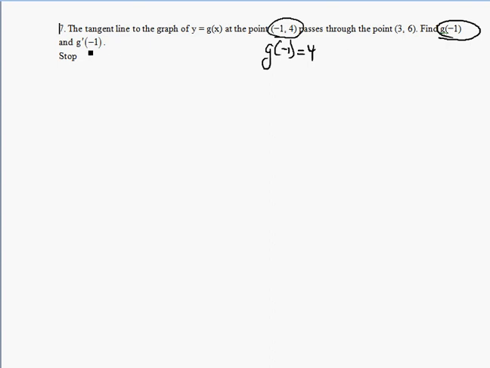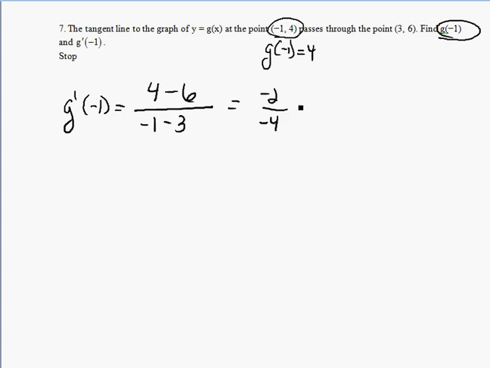The second thing is we want to know what g prime of -1 is. Well, we have 2 points that are on the tangent line. So if I have 2 points on a line, I can easily find out the slope, which is another way of saying what is the derivative value at -1. So g prime of -1 is going to be equal to 4 minus 6 over -1 minus 3. So that's -2 over -4, which is 1/2. So our derivative at -1, or g prime of -1, is equal to 1/2, and our function value at -1 is equal to 4.